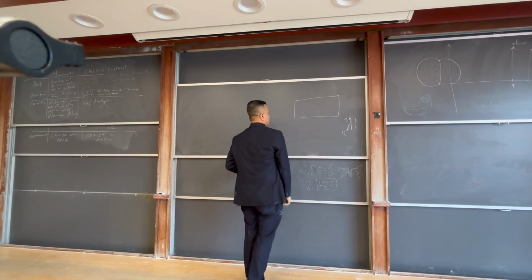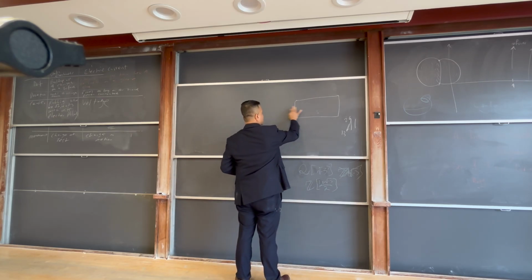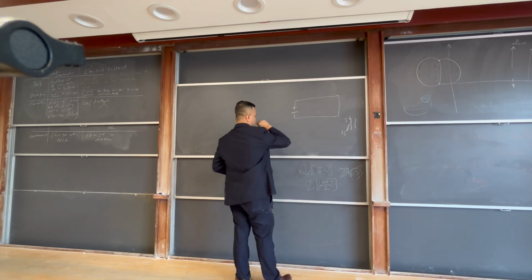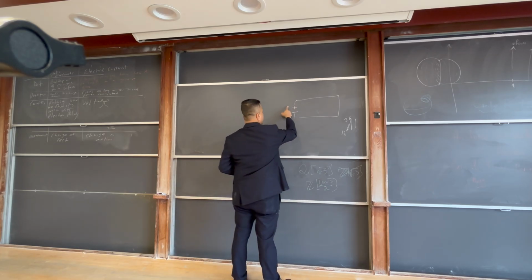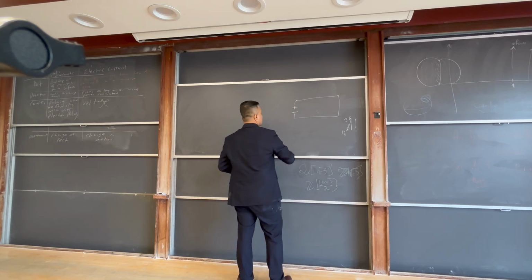Okay, all right. So first we're going to put the battery, which was invented by Alessandro Volta. We'll call the positive terminal the anode, and the negative terminal the cathode. The charges move from the positive terminal to the negative terminal.